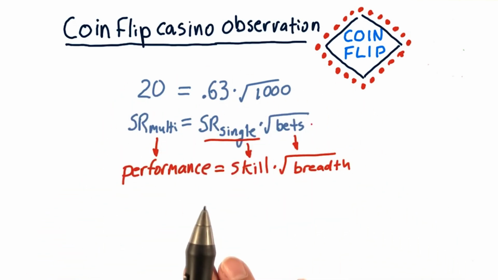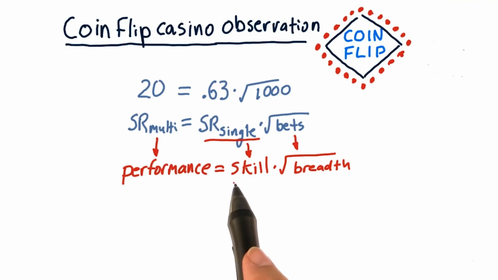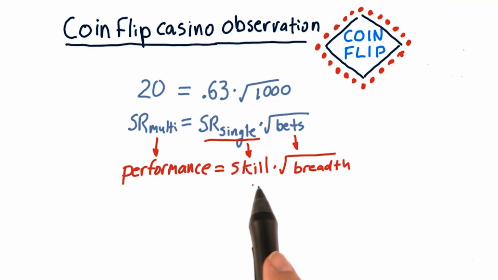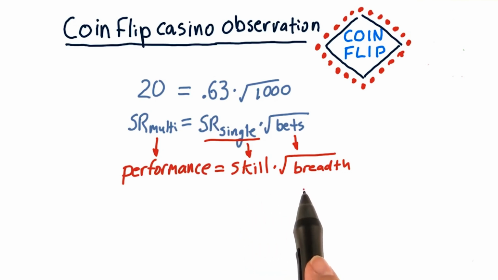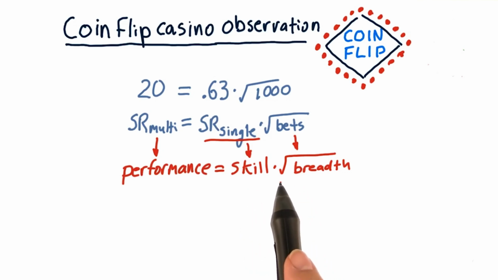So our coin flip casino has helped to show us how we can derive an equation like this for betting, which is what buying stocks really is, and to show that you can improve things either by having more skill. In the case of coin flips, skill is how biased is the coin. In the case of investing, it's how good are you at predicting the future return of a stock. Or you can improve your performance by increasing your breadth, but you only get to improve it by the square root of your breadth.